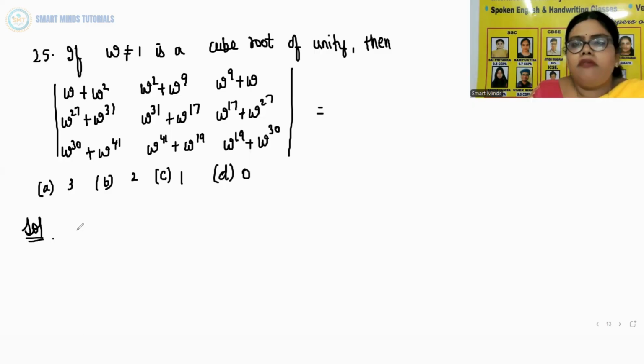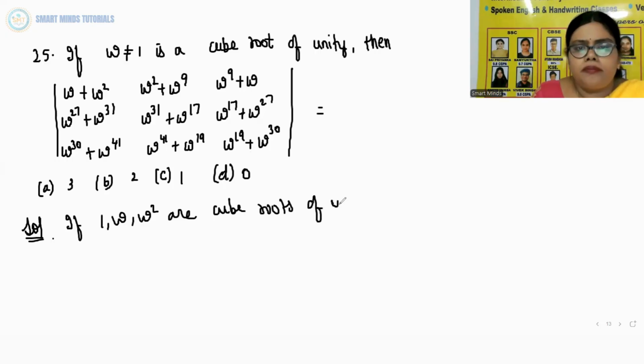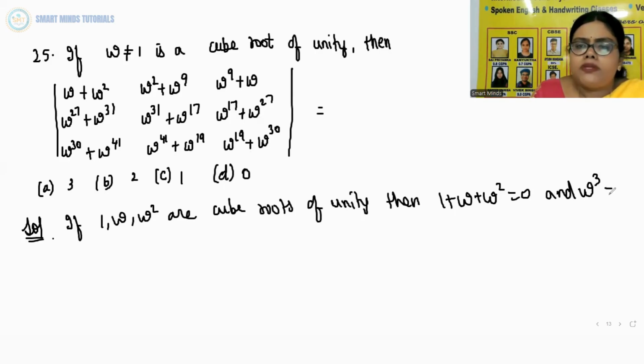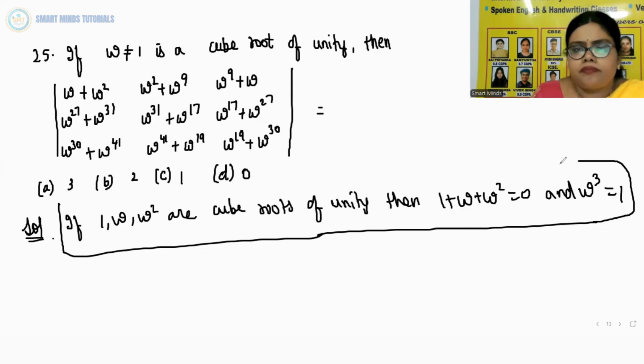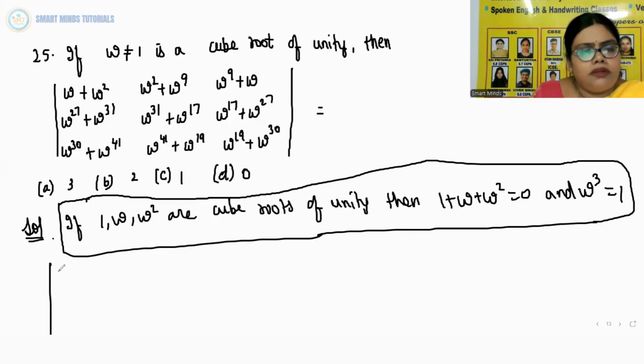So whenever omega problems are given, you should know one concept. If 1, omega, omega square are cube roots of unity, then 1 plus omega plus omega square is 0 and omega cube is equal to 1. This is the concept. Now let us take the determinant.